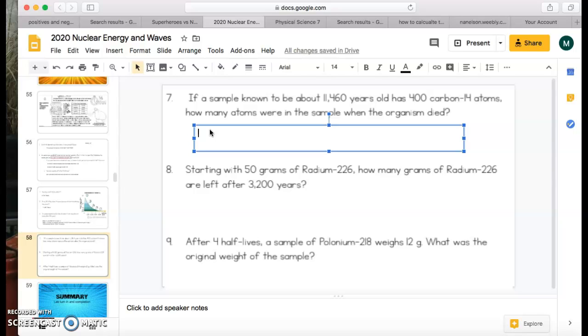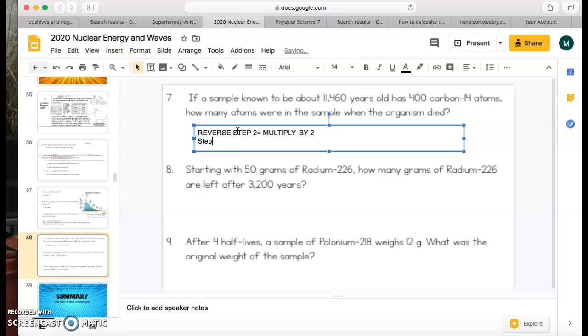Whoa, wait. How am I supposed to know? Well, we know how much is left. We want to know how much it started with. So for this problem, all we're going to do is reverse step 2. In other words, instead of dividing, we are going to multiply by 2. So let me show you what I mean by that.